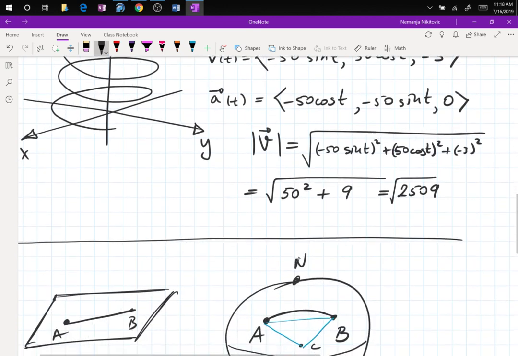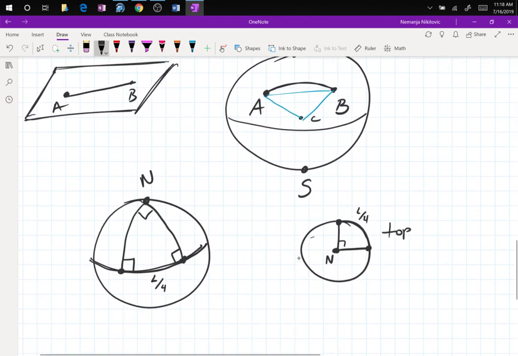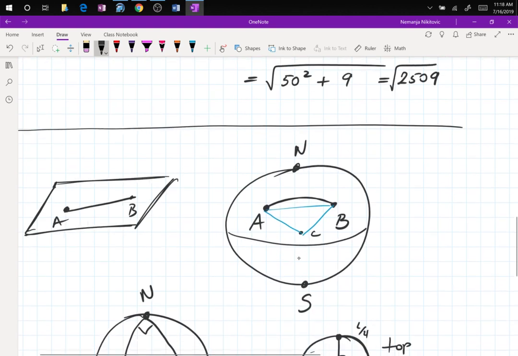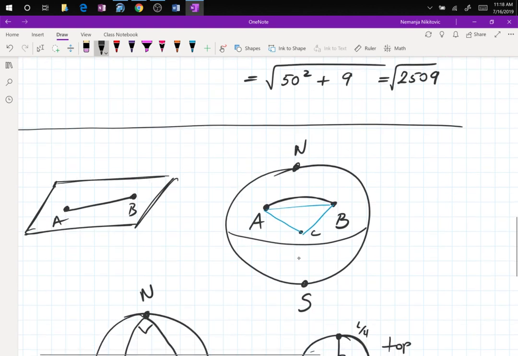So that's the little talk about making sure you're getting from point A to point B in the most efficient way.